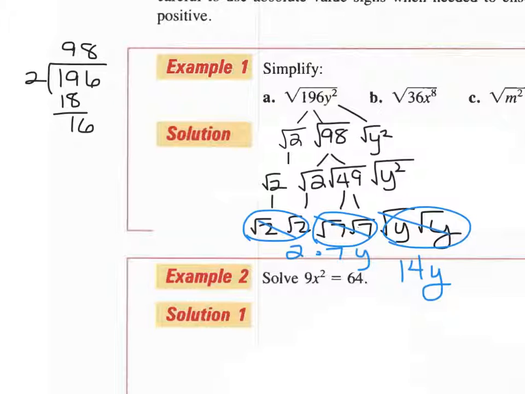Now, an easier way to deal with the variables is just divide the exponent by 2. And then whatever you get after you divide by 2, that's what's outside of the square root symbol. Now, if it's an odd exponent, and I'll show you that in a minute, I'm going to break it apart, and I'm going to leave 1 behind. But let's first do the 36.